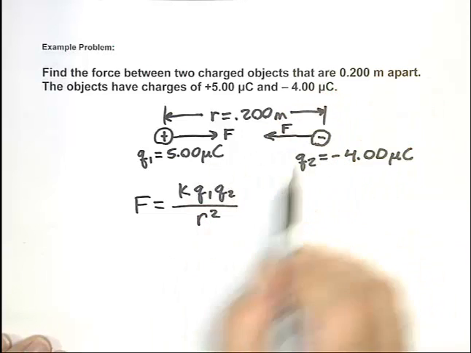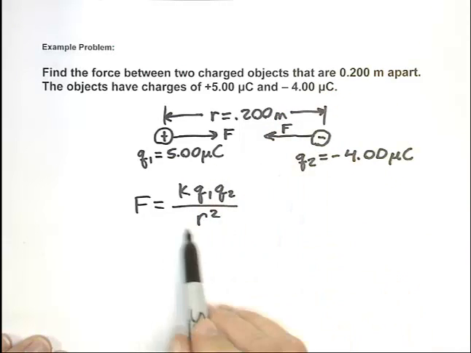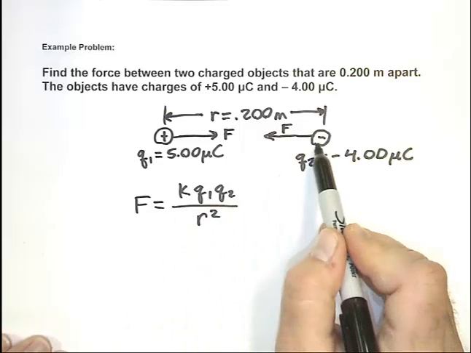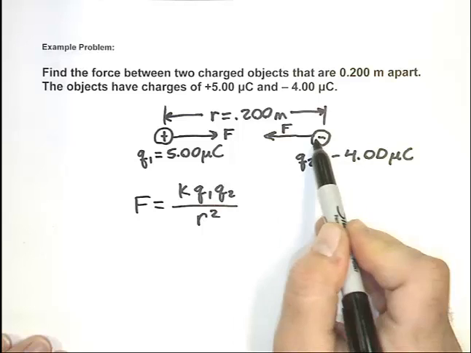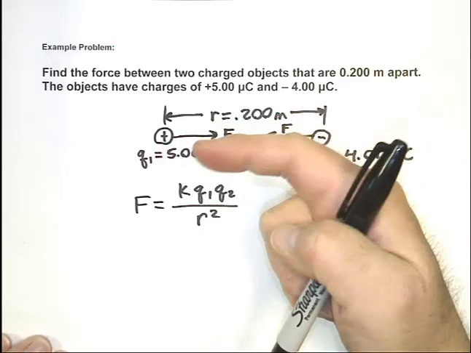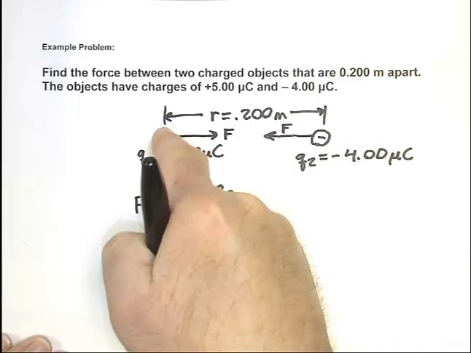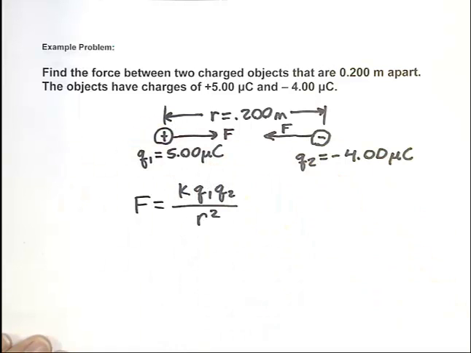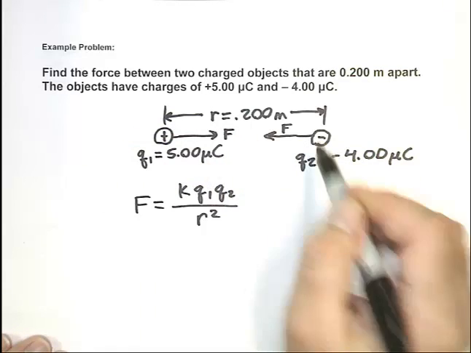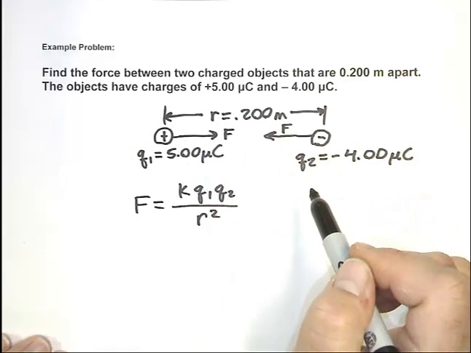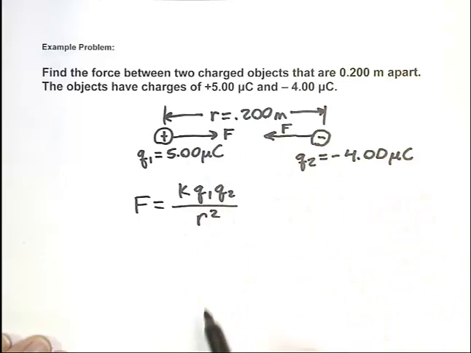Now, the magnitude of those two forces are exactly the same. We only have one equation to find those two forces. If the question is, what's the force on this guy, it's going to be negative, pointing to the left. If the question is, what's the force on this guy, it'll be positive, it's pointing to the right. So use the diagram to determine whether the force is positive or negative, not the numbers in the equation.